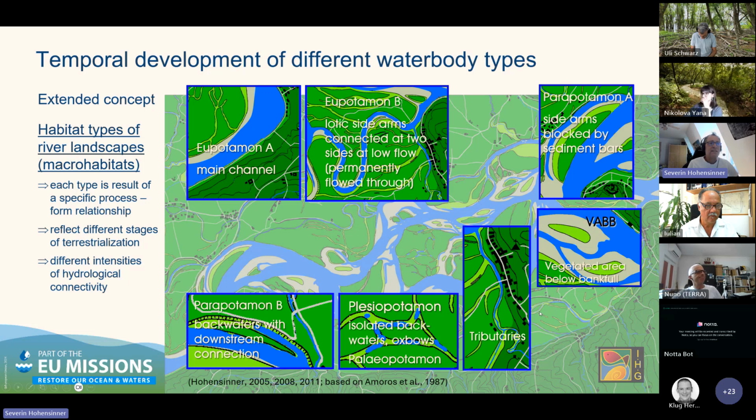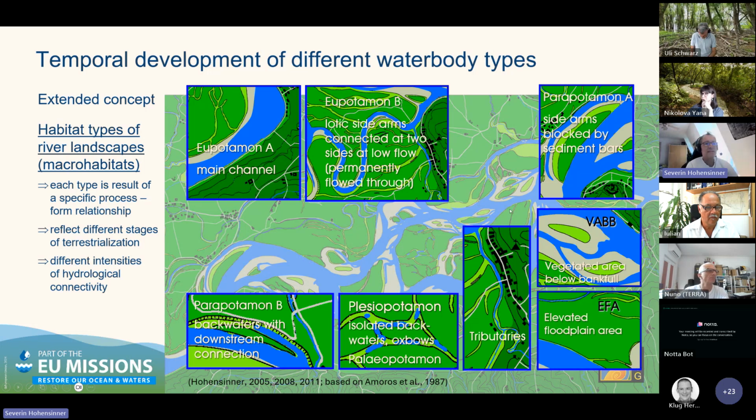terrestrial ones. This is the vegetated area below bankfull. This is what I showed in the former presentations, the light green areas, the deep-lying zones of the floodplain, which is already vegetated. It can be woody pioneer vegetation, on gravel bars, or some terrain depressions or trenches in the floodplain. And the elevated floodplain area, this is the main level, the general level of the floodplain terrain.